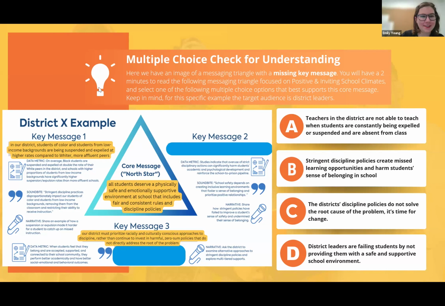All right, Andrea, it looks like we have a lot of Bs. We have a few As, although a few people are wondering if A is more centering teachers or students. And then we have a few people who took your advice and went with C. Amazing.